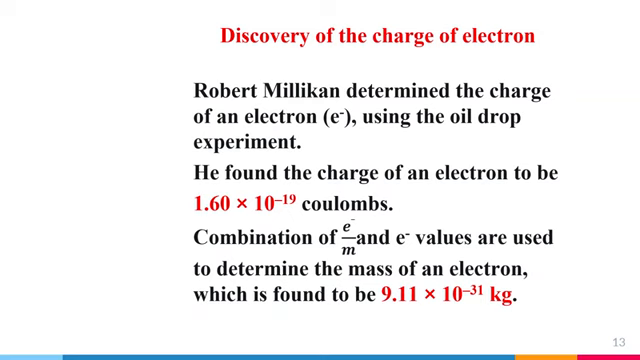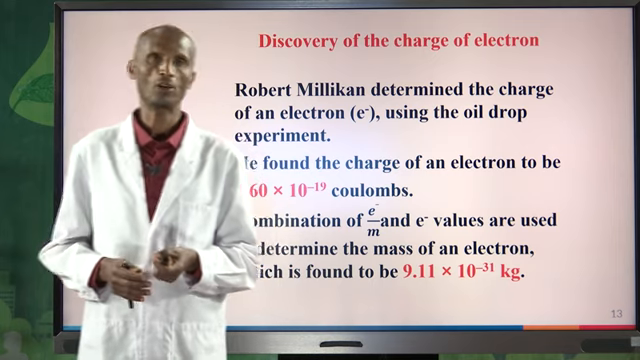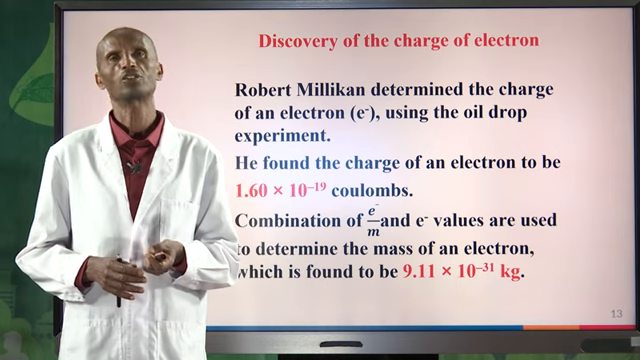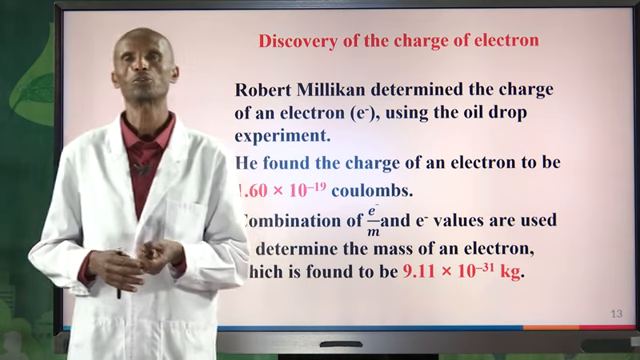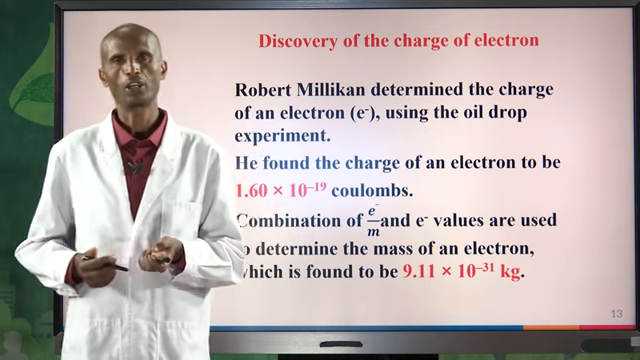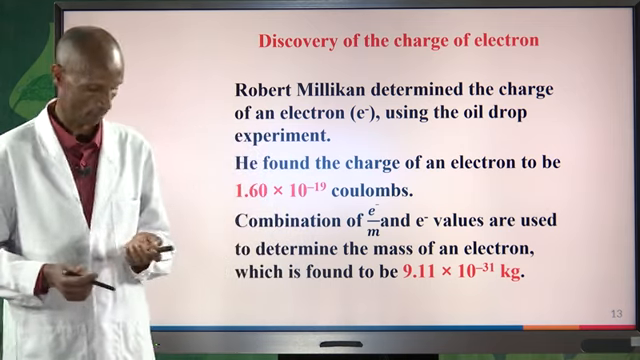So by combining these two discoveries, the mass of electron was calculated to be 9.11 times 10 raised to minus 31 kilogram. So students, now you are going to watch a video of Robert Millikan, in which he discovered the charge of electron by using the oil drop experiment. I invite you to watch this video properly.